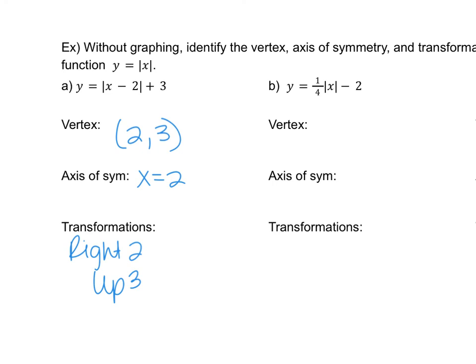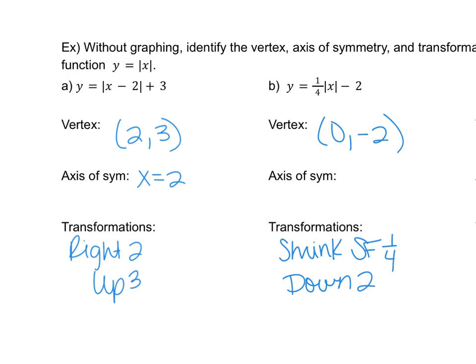I'll do B. So it looks like this has a shrink. And your scale factor, you must write that part, is 1/4. And then you have the minus 2 on the outside, so that would be down 2. Let's talk about the vertex. The only way it's being shifted is by going down. The shrink does not affect the vertex. So go down 2. That coordinate would be 0, -2. And then the axis of symmetry would just be x equals 0.